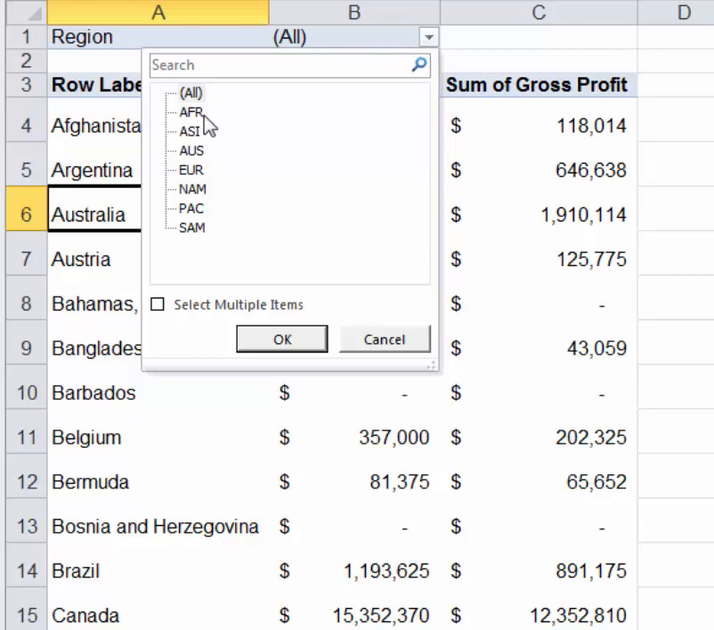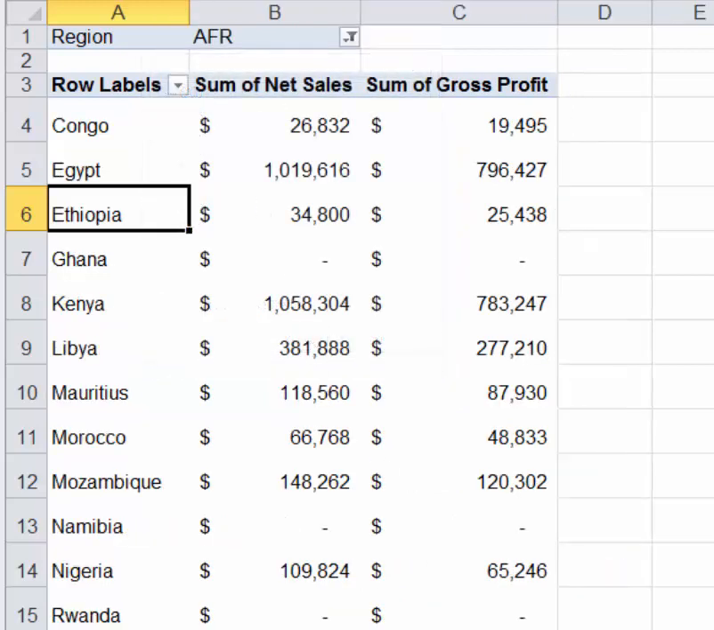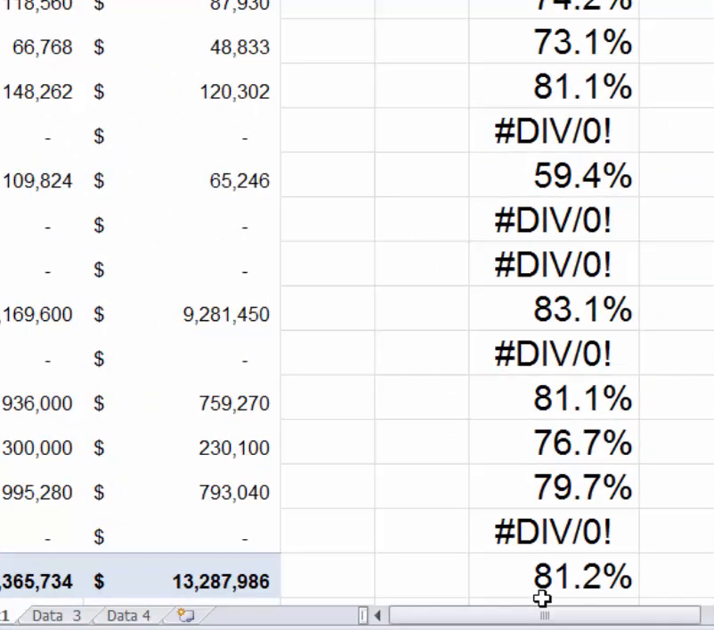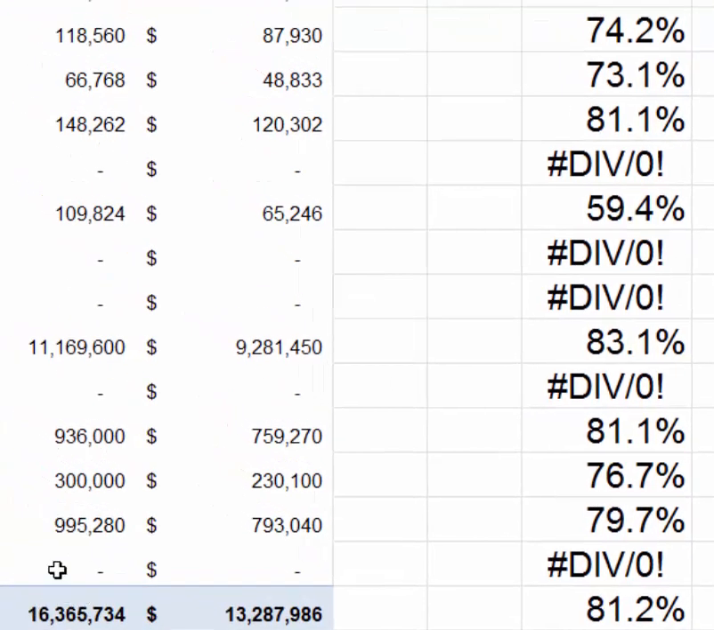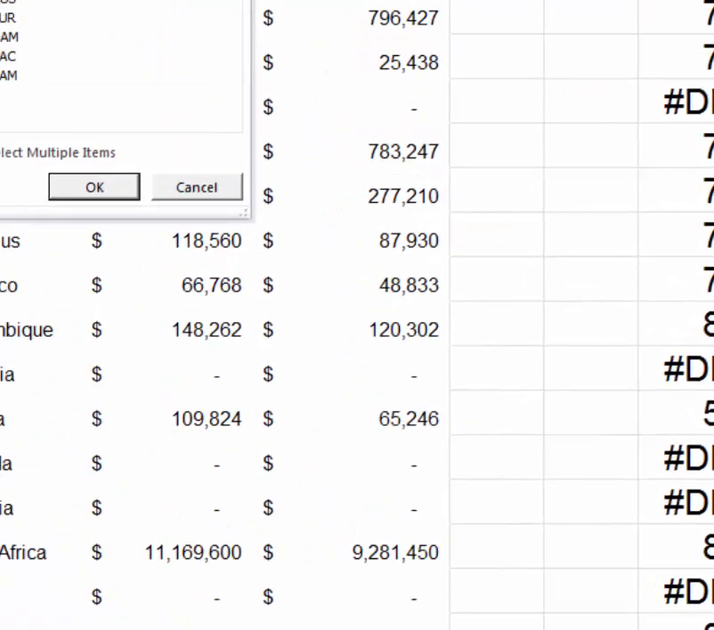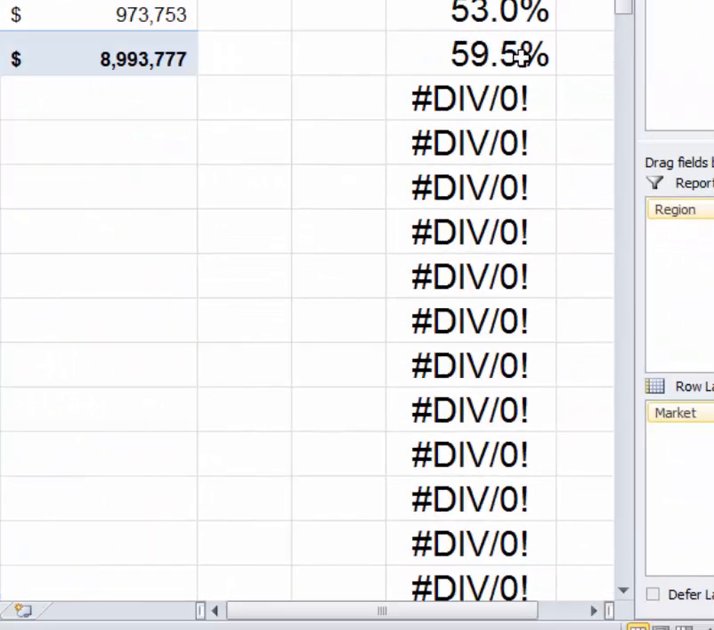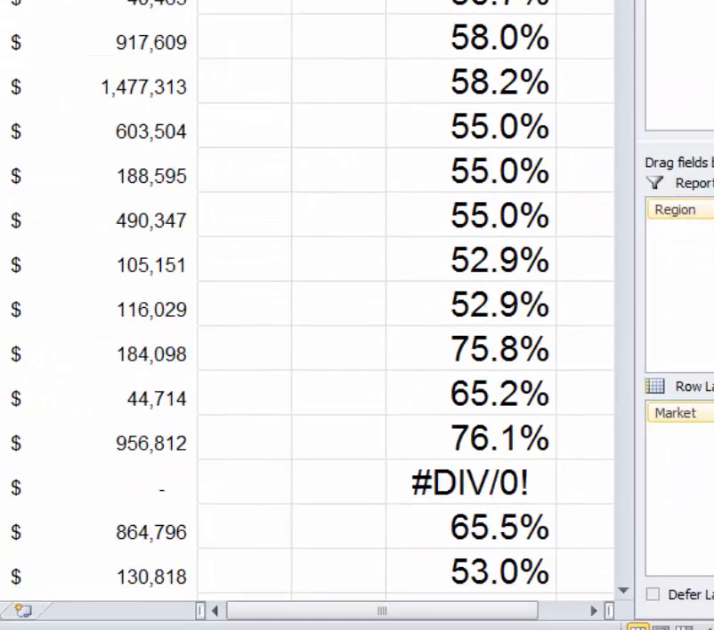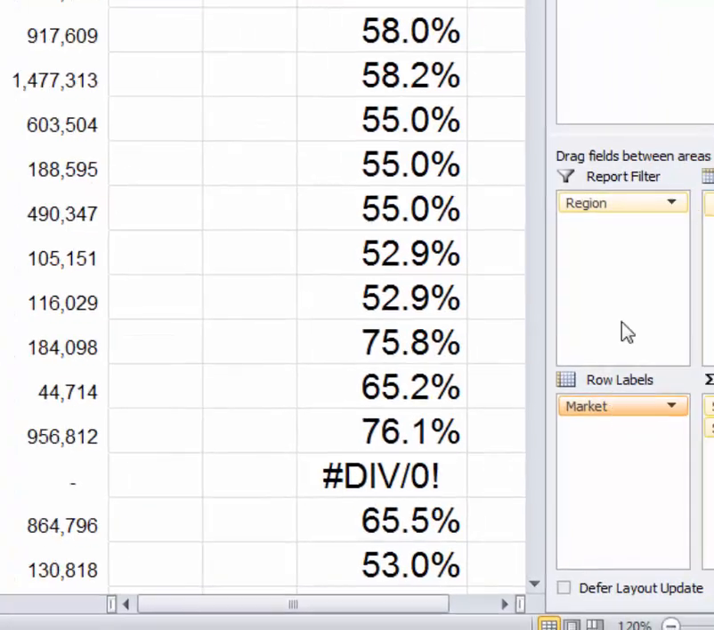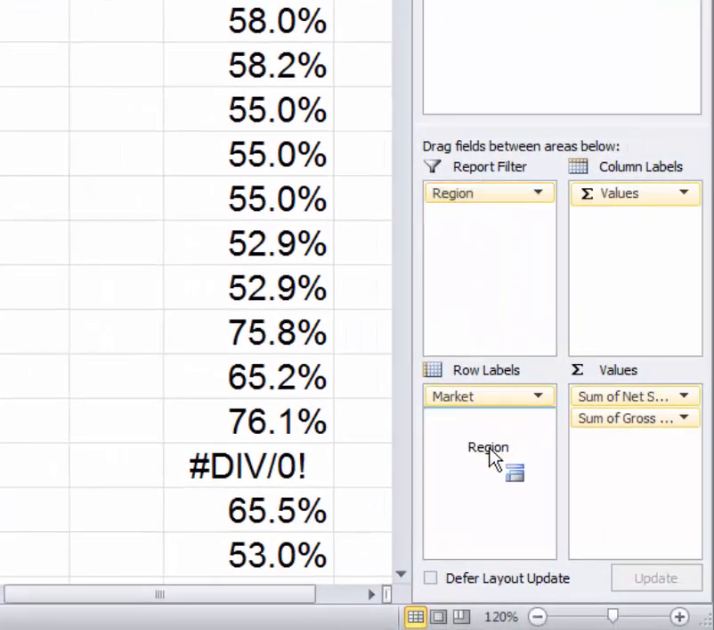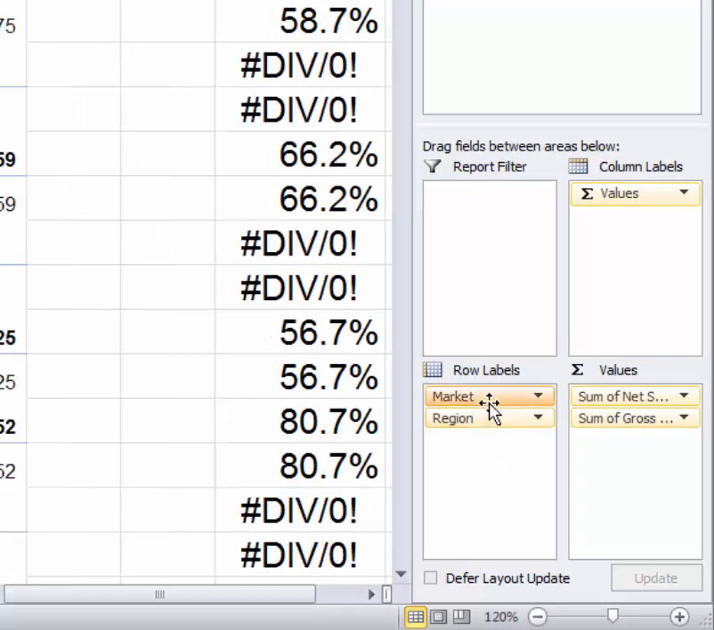So let's see. I'm going to go to Africa. And my profit margin in the Africa region actually is 81%. So although I only generated $16 million in revenue, I get to keep a significantly more portion of it. And again, we could drill down to different areas and figure that out. So 59% in Europe alone. Let's have some fun with this. Let's put region in box 2 and get rid of market.